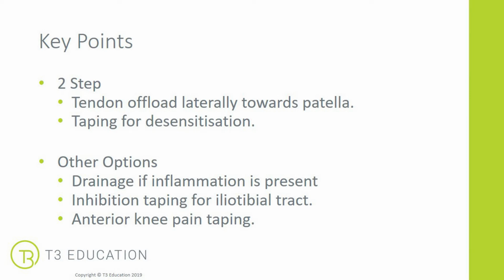Other options you want to consider: if there is any inflammation present around the knee, then focus on the lymphatic drainage taping to begin with. You may also want to consider some inhibition taping for the iliotibial tract and anterior knee taping, depending on what you have found in your client assessment and examination.